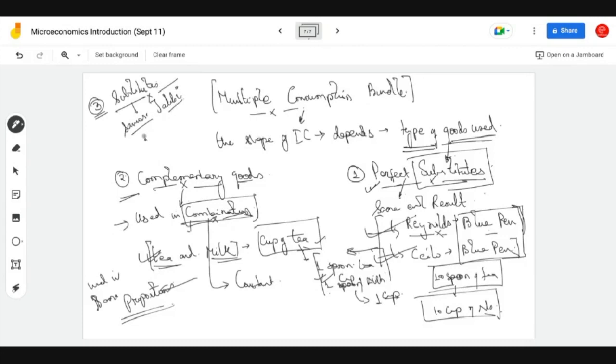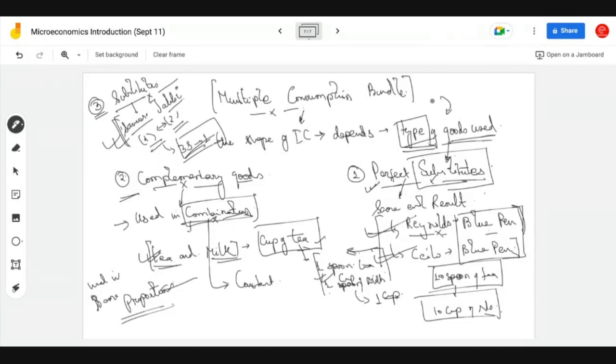Someone who prefers two samosa and two jalebi together, let's say I want to eat two samosa and two jalebi. In that case, if I get three samosa and one jalebi, till the time the overall quantity is the same, I might still be happy. Okay. So these are types of goods used. Now, when we are talking about types of goods used, we are talking about the relationship.